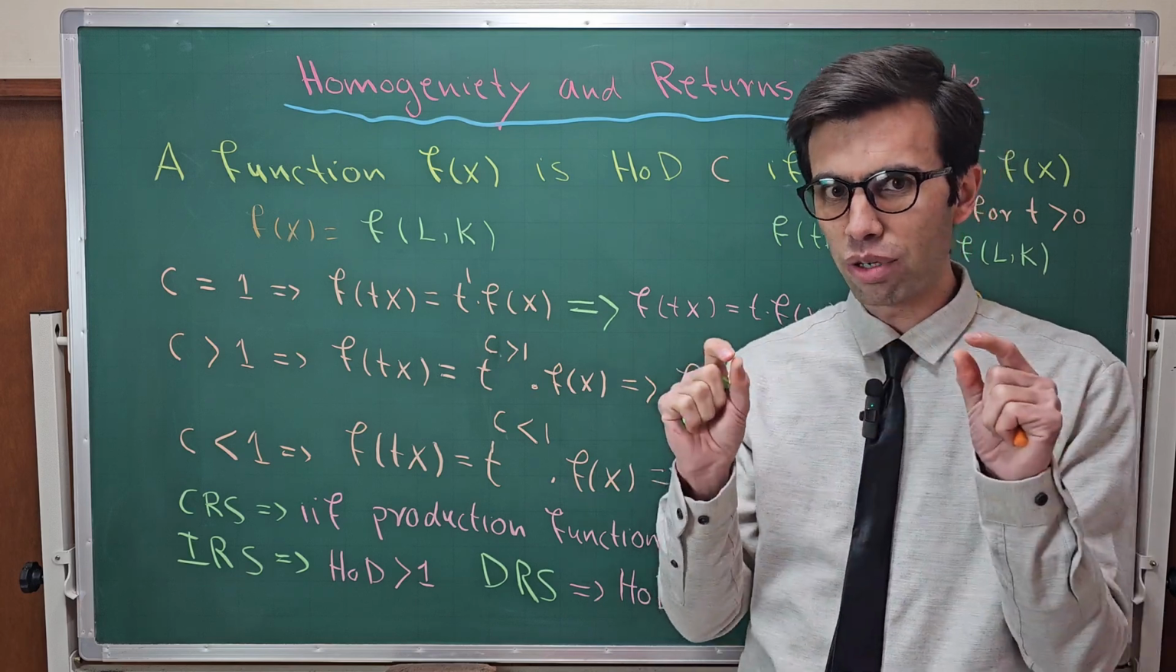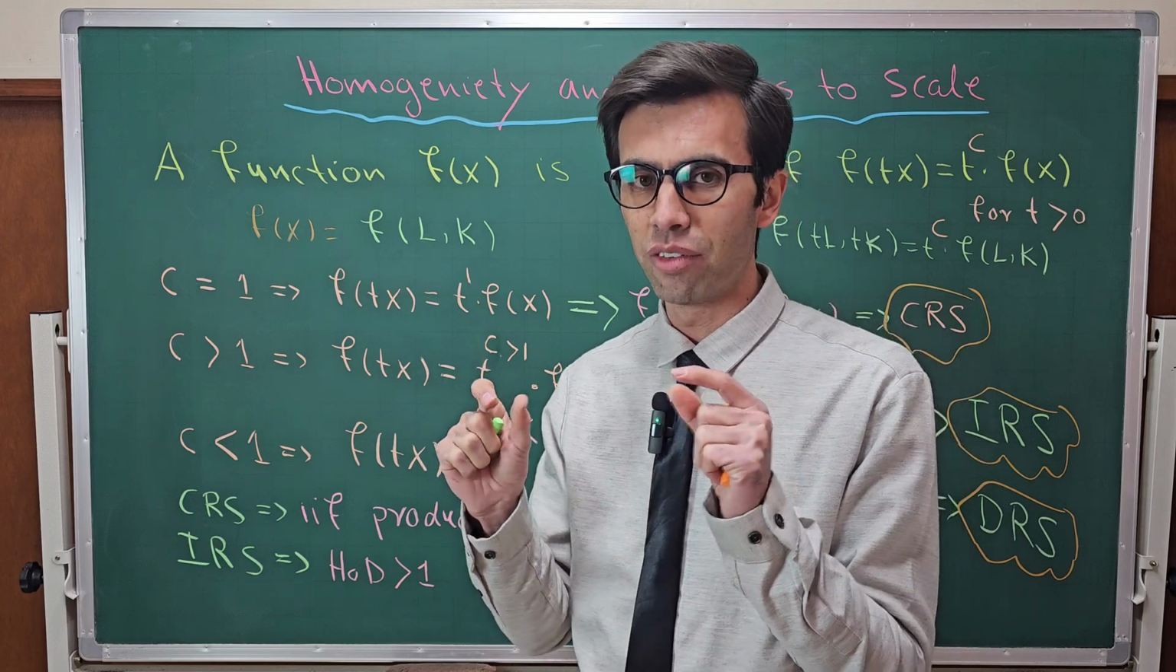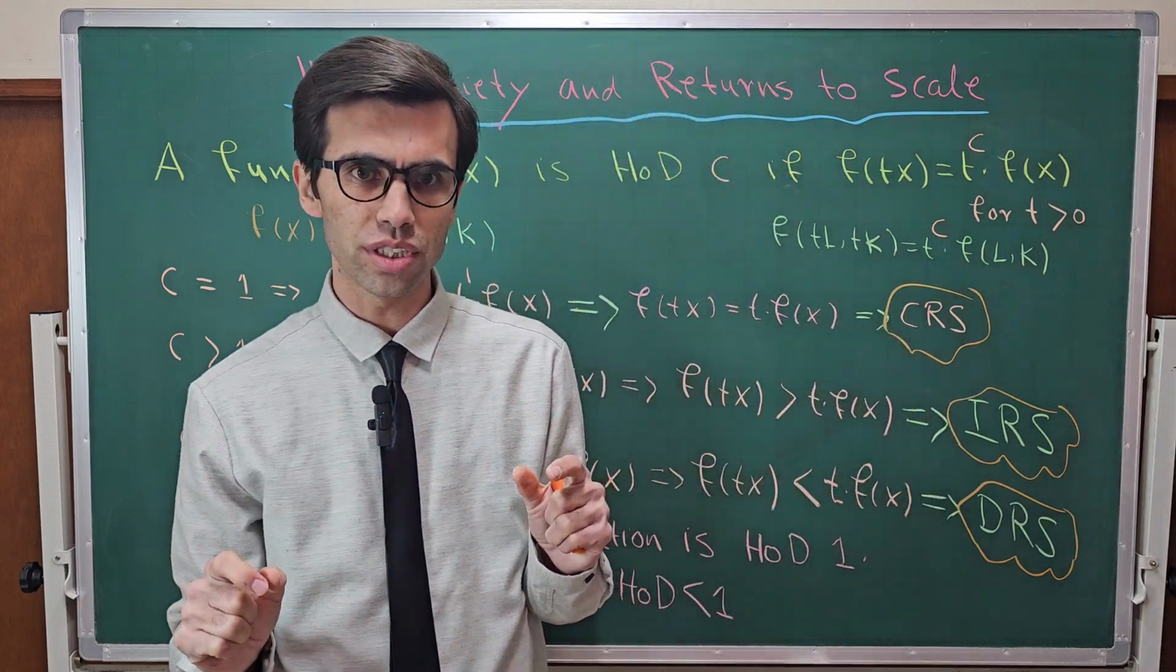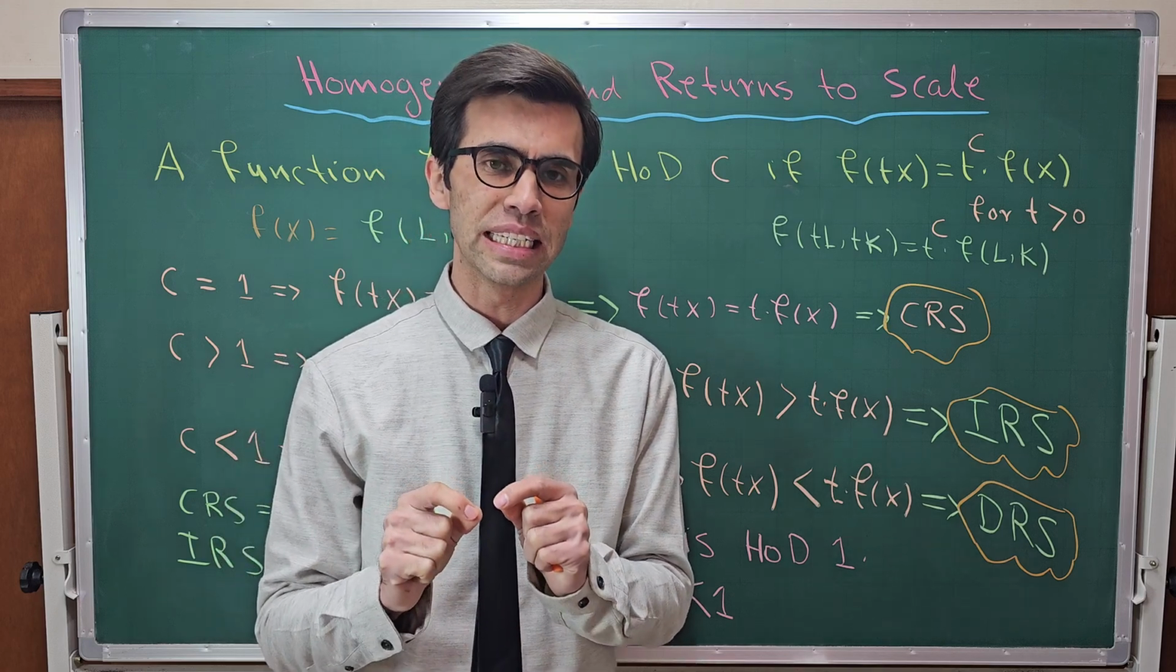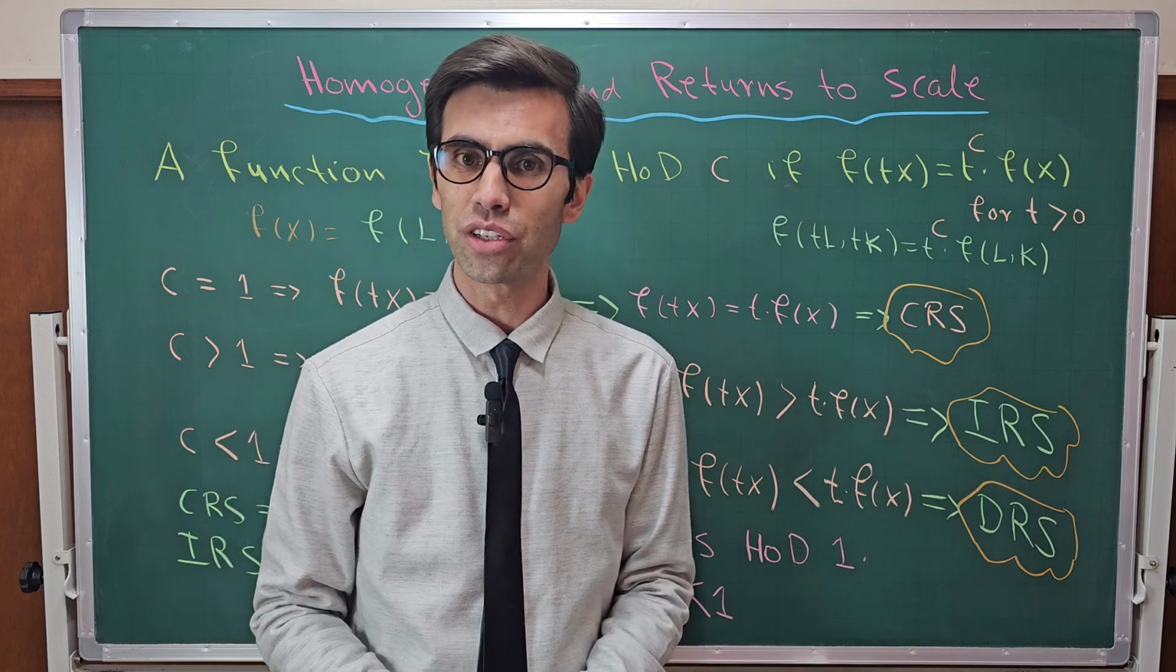So based on the value of homogeneity, we may have constant returns to scale, increasing returns to scale, or decreasing returns to scale.